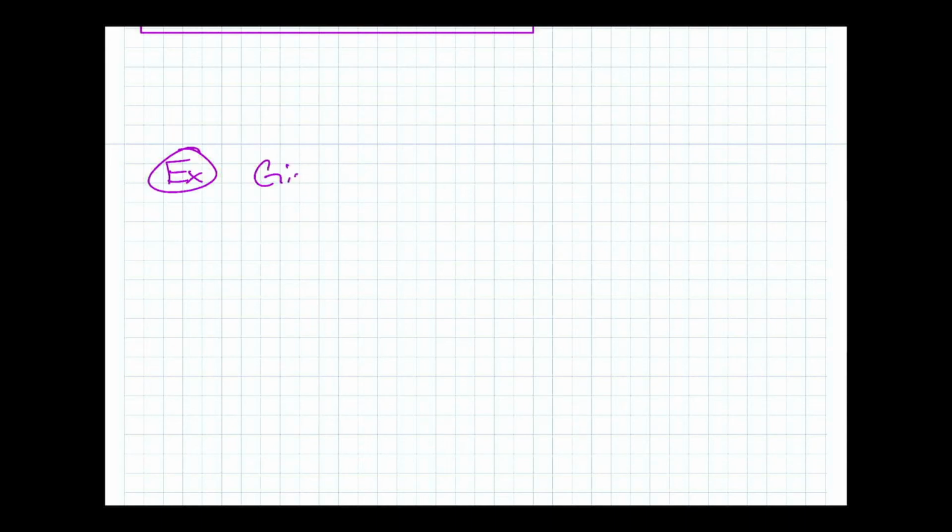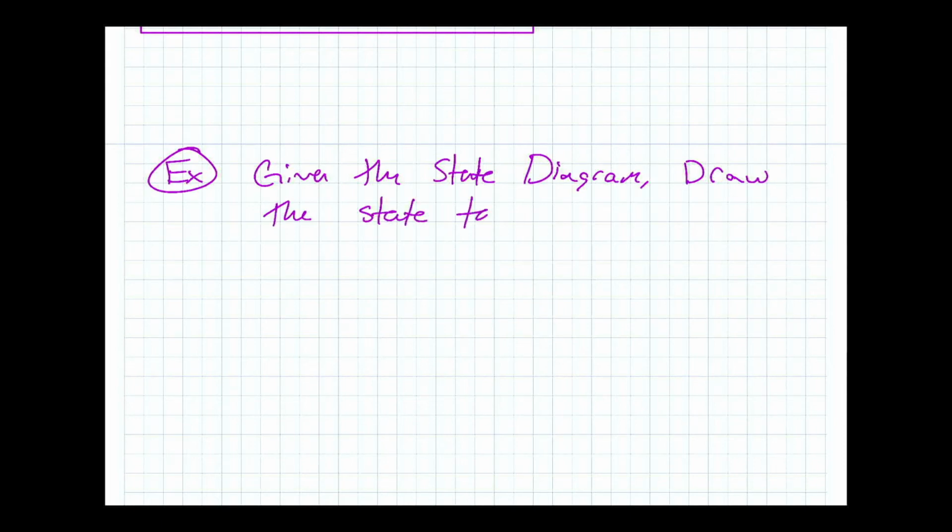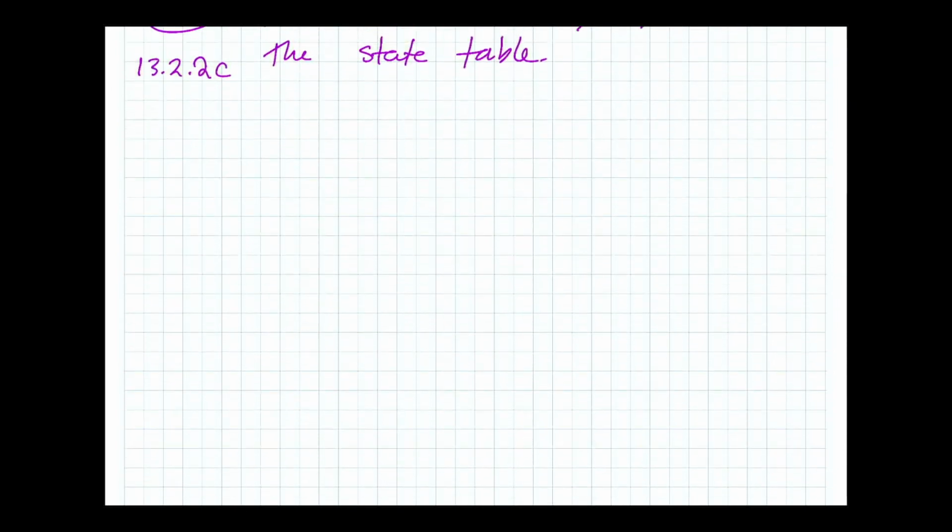So given the state diagram, draw the state table. Which one are we going to do? We could do any of these here. Let's go ahead and do 2C. So this is 13.2, 2C. Problem 2C. Okay, so what's the table look like?